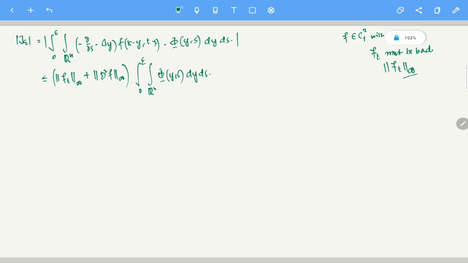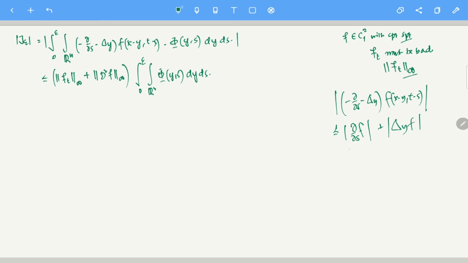You just write it. So essentially I have the mod of minus del s minus delta y of f of x minus y, t minus s, something like this. Now you see, this is basically the first derivative of f. So this is less than or equal to, I can take it to be, del s of f plus delta y of f. And then this is just the derivative of f with respect to the t variable. So ft, one variable, has a compact support, so this is bounded.